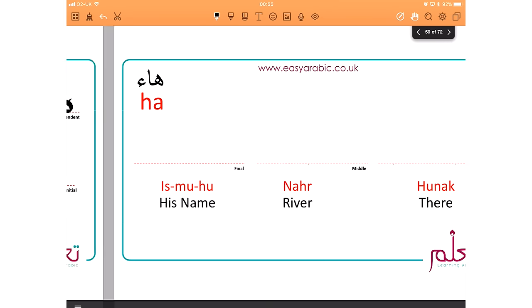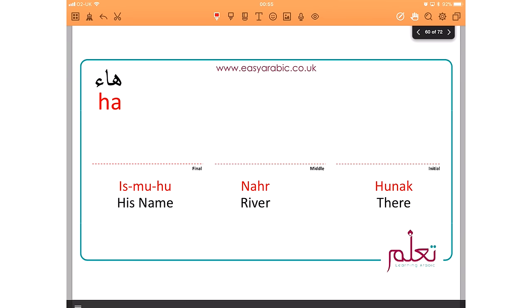Look at some examples. So first one is hunak, which is there. So then we do the noon. Then we do the alif. And then the kaf. Hunak.